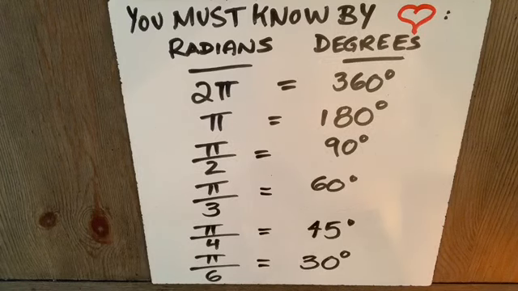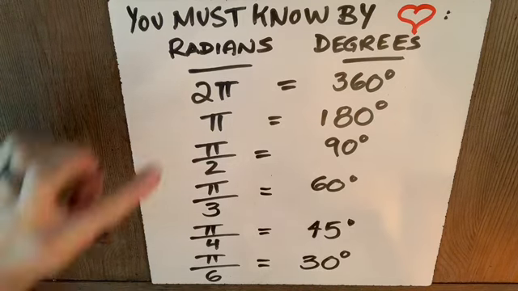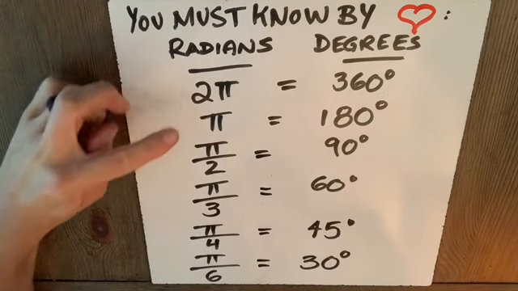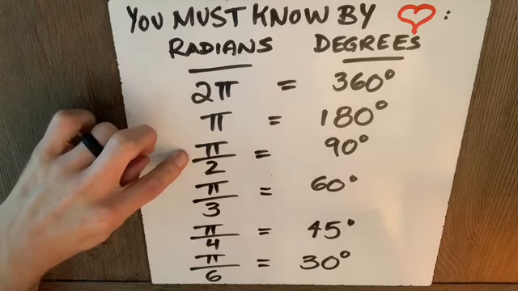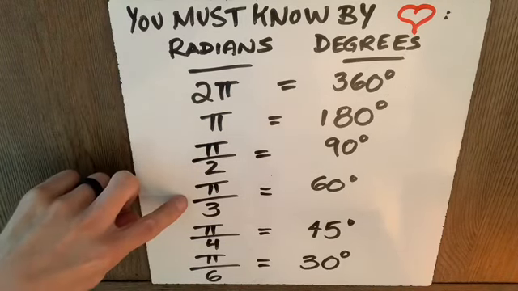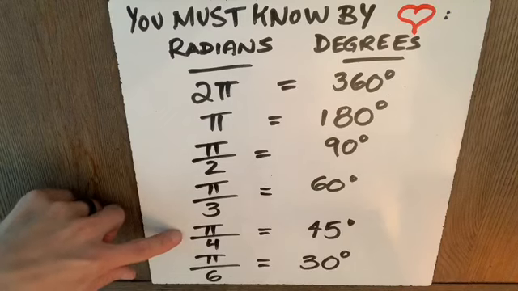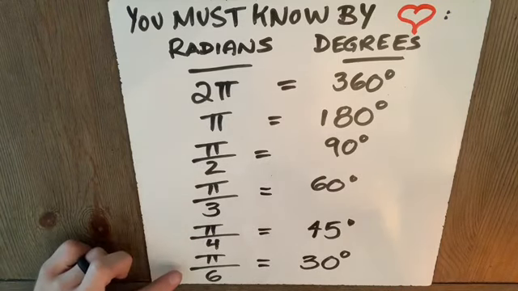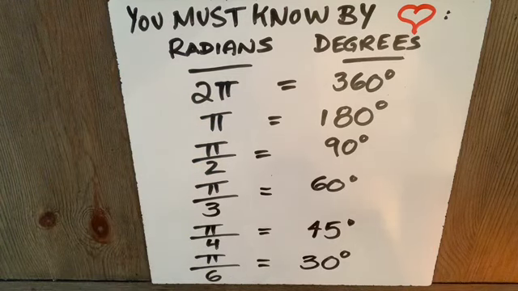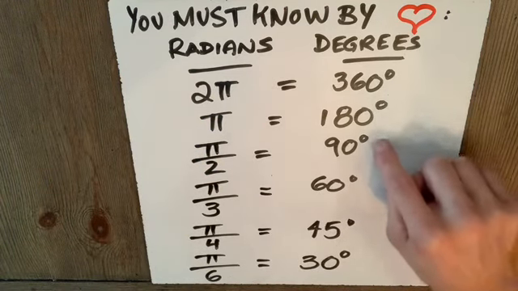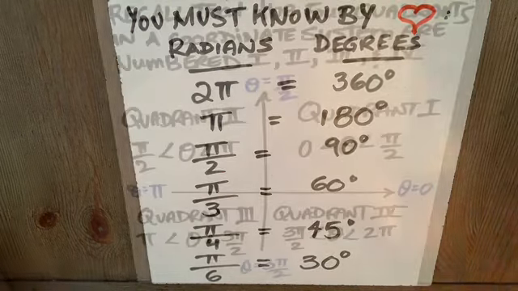Here's your starter set, radians and degrees. 2 pi is 360 degrees. 1 pi is 180 degrees. Pi over 2 is 90 degrees. Pi over 3 is 60 degrees. Pi over 4 is 45 degrees. And pi over 6 is 30 degrees. Notice there's no units on this side, but if I mean degrees, I have to put a little degree sign.